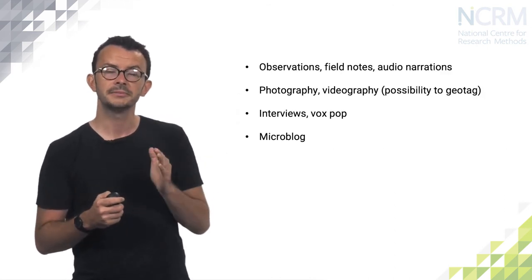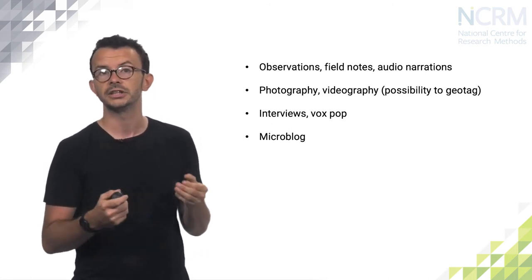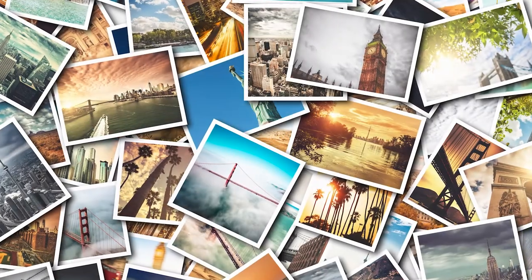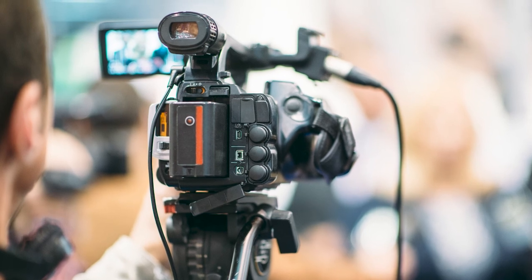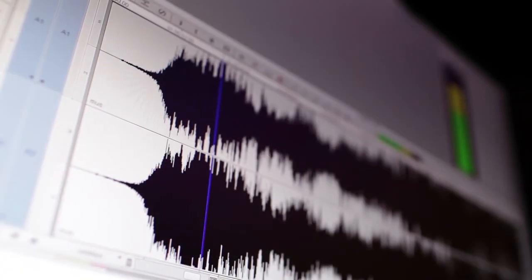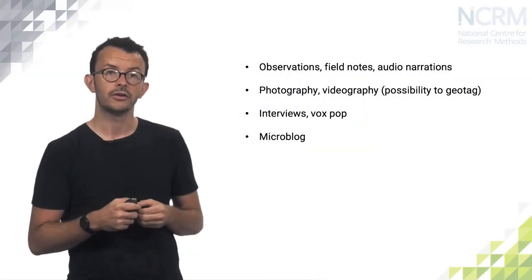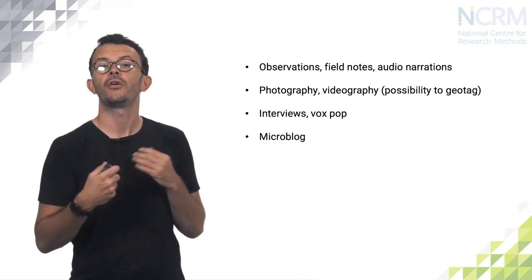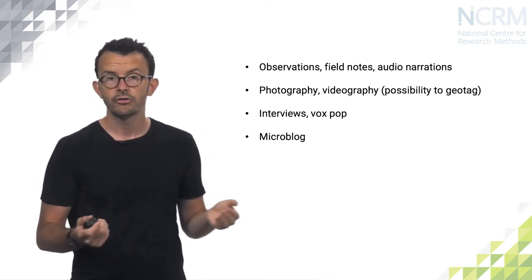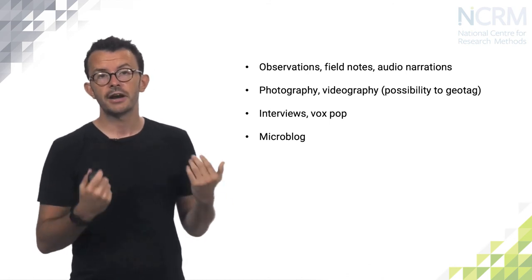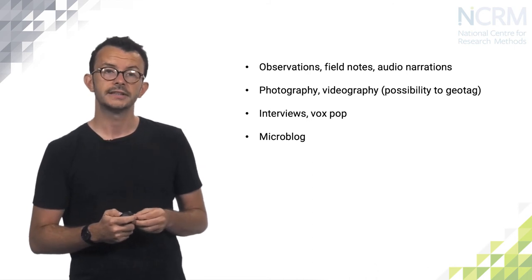So there are also different types of data that you can collect through walking. Of course, observation and participant observation. You've got photography and videography that can be geotagged and tagged to the particular time that it took place. You can collect lots of field notes and audio narration in the field itself. You can conduct interviews, vox pops, with people in the particular space that you're looking at. And you can microblog. You can go on Twitter, you can share insights and have that dialogue with those that might be interested in your research.